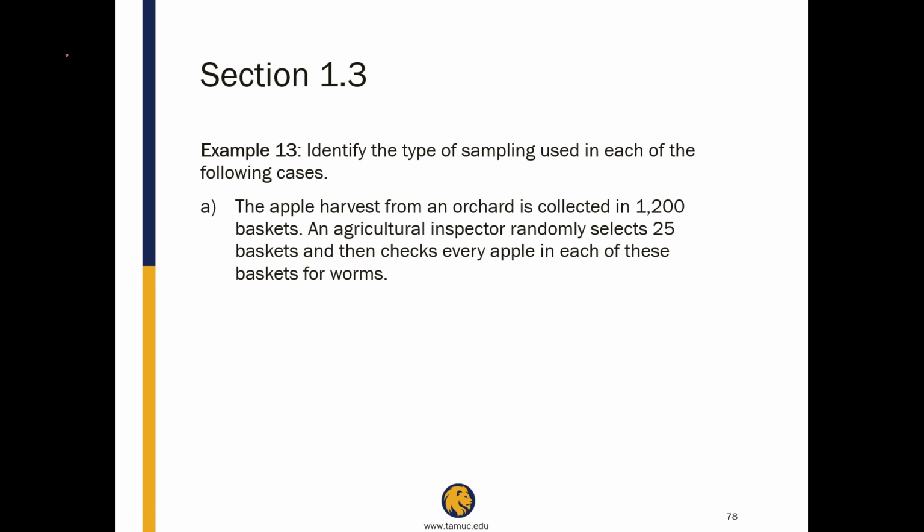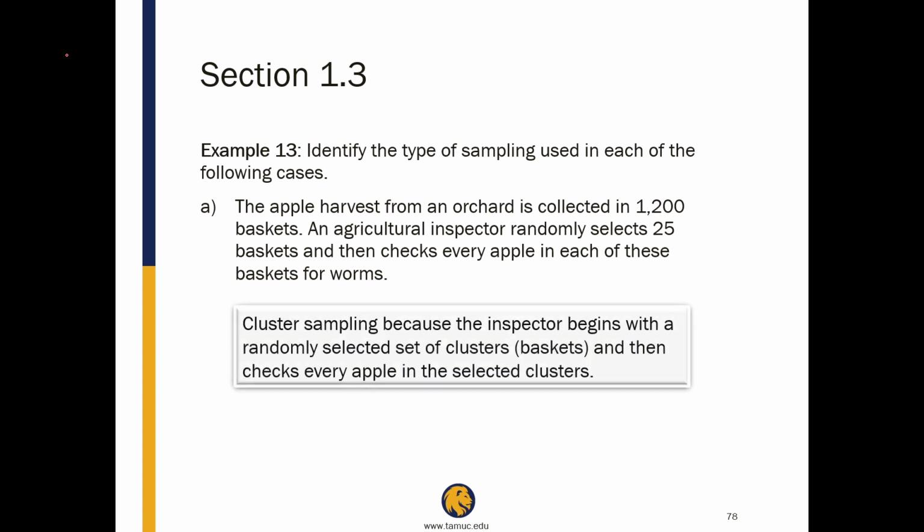Now, they don't choose all the baskets either. They pick 25 baskets, and then they check every apple in those baskets. This would be what we call cluster sampling, because they begin by selecting the baskets at random. Those are the clusters. They don't go to every cluster. They only pick out some of them, and then they check every single item within the cluster. So every single apple within each basket that was randomly chosen. That would be an example of cluster sampling.